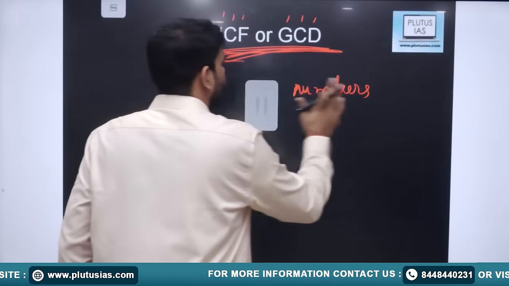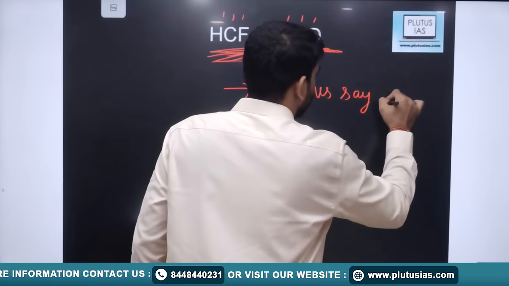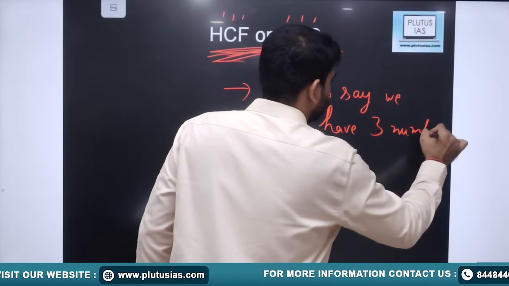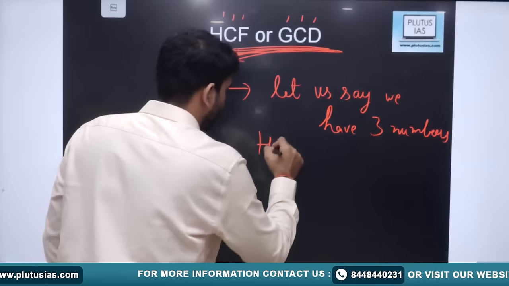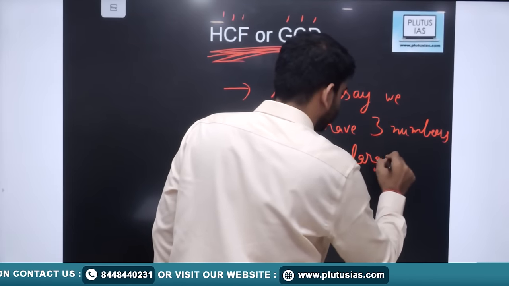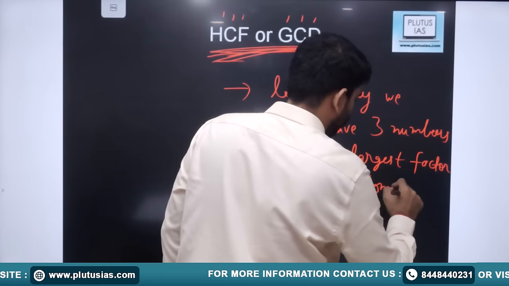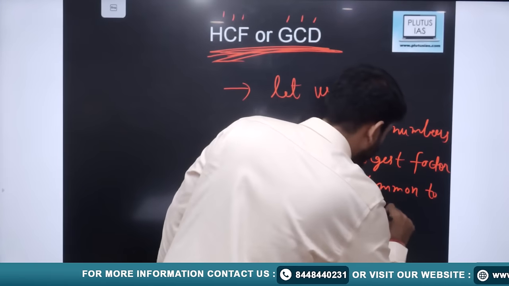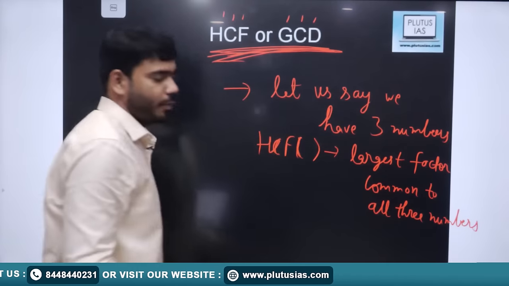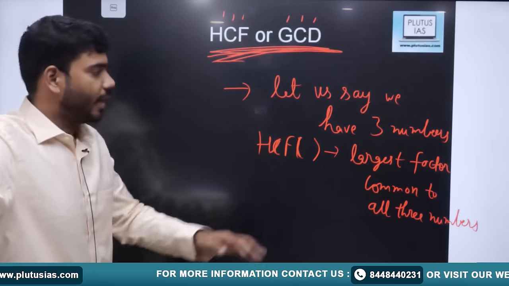Let's not complicate the thing. Let us say we have three numbers. So the HCF of these three numbers will be the largest factor common to all three numbers. We need to find the largest factor that is common to all three numbers. That means the largest number that can perfectly divide all three numbers will be the HCF of the three numbers.